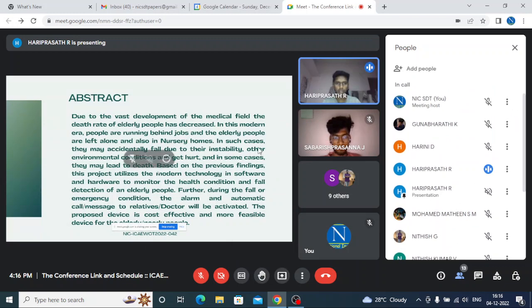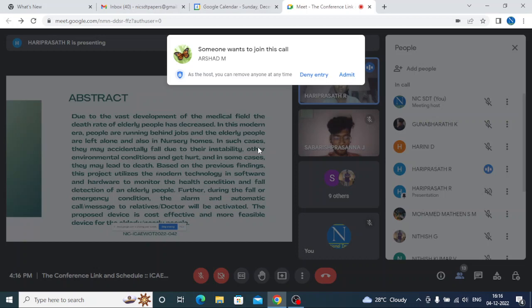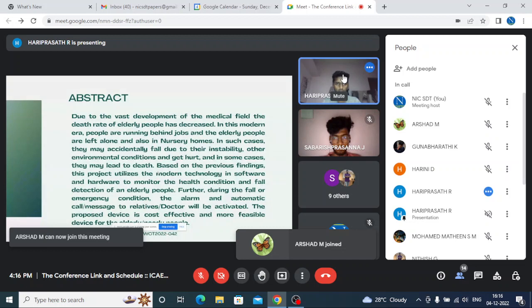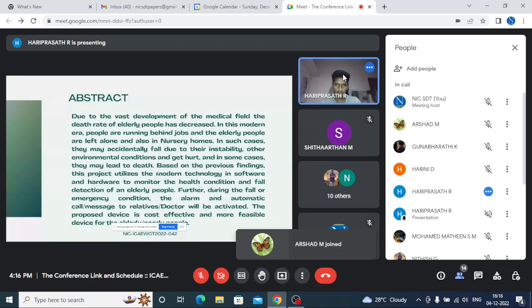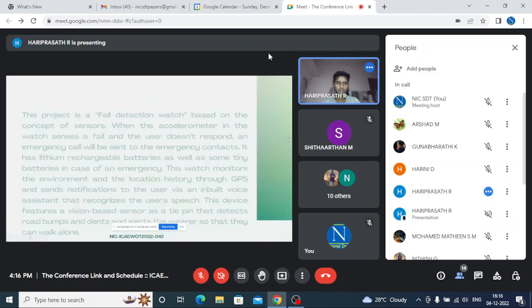Based on the previous findings, this project utilizes modern technology in software and hardware, such as Internet of Things and machine learning, to monitor the health conditions and fall detection of elderly people. Further, during a fall or emergency conditions, the alarm and the automatic call or message to relatives or doctor will be activated. The proposed device is cost-effective and a more feasible device for the elderly people, sir.